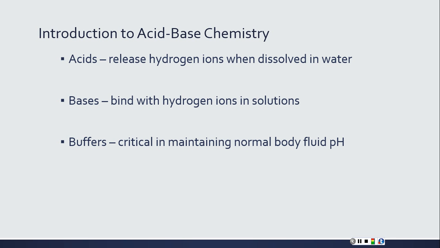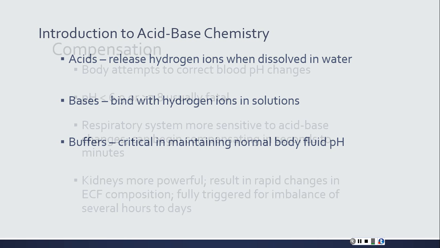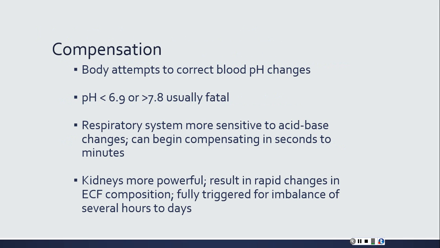But acids versus bases. Different things happen when the blood is in more of an acidic state versus a more, is alkalinic even a word? I think it's basic state, I guess, is what you would go with. All right. Yeah, anytime you've got a release of hydrogen ions, you're going to be more acidic. Okay. Now, the body's going to compensate. It's going to attempt to correct blood pH changes.